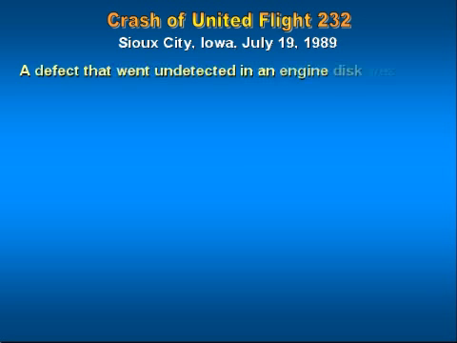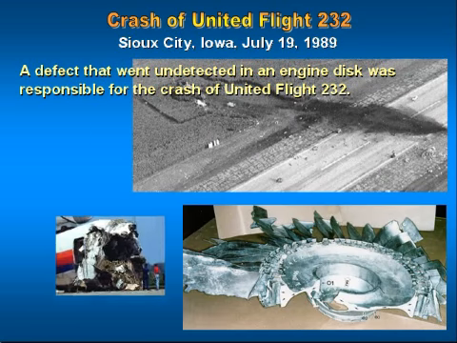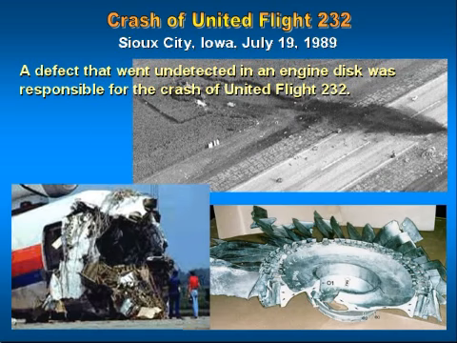Crash of United Flight 232. Here you can see the crash of United Flight 232, which occurred in Sioux City, Iowa on July the 19th of 1989. A defect that went undetected in an engine disc was responsible for the crash of United Flight 232.